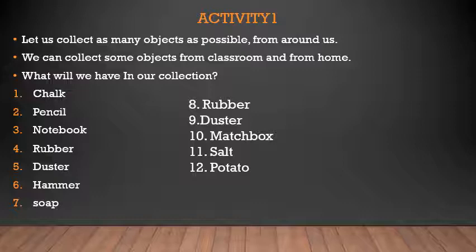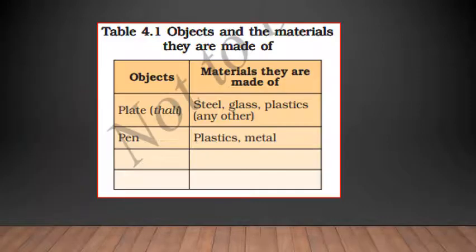Let us be a little more systematic. List out all the objects collected. Try to identify the material that each one of them is made of. It would be fun to make this large table, collecting information about as many objects as possible. What you have to do is collect an object and mention the material that it is made of.